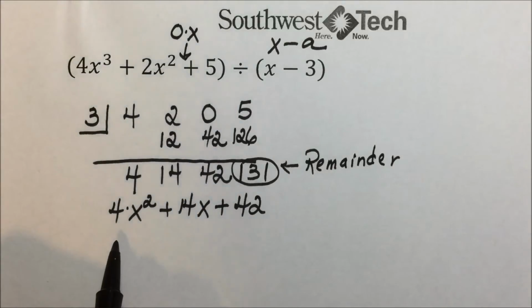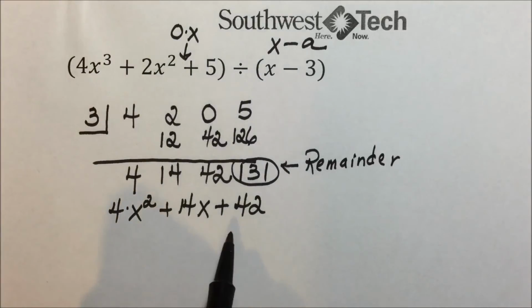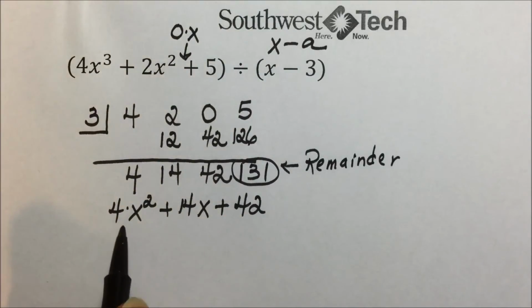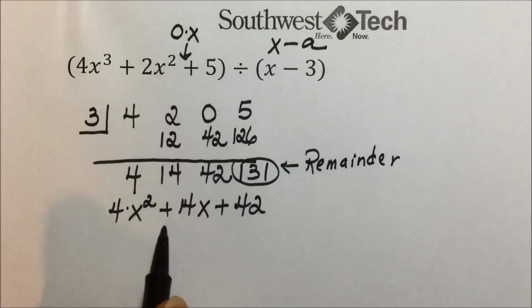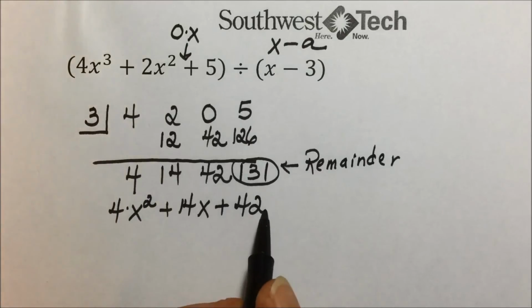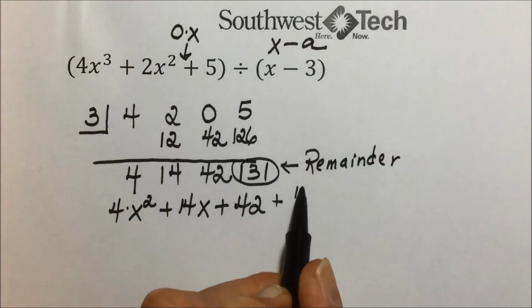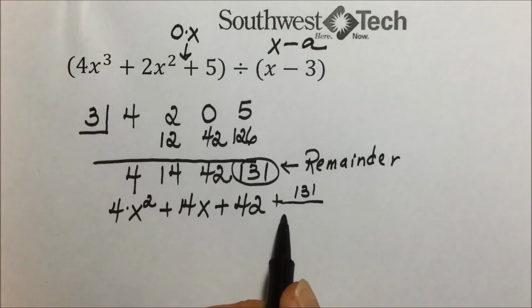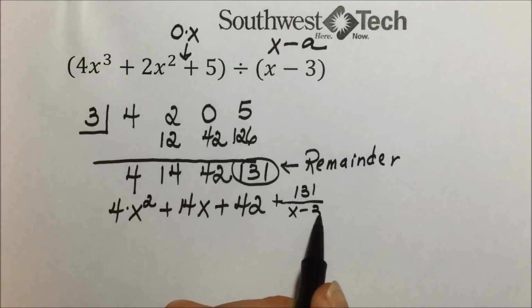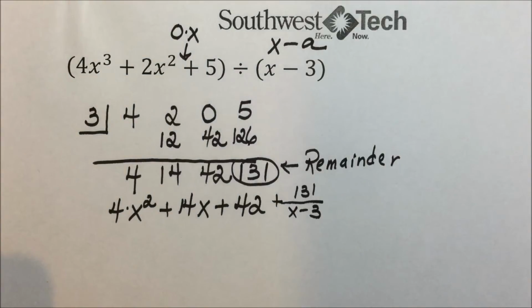And to write our quotient, or answer to the division problem, completely, the answer is 4x squared plus 14x plus 42 plus 131 over x minus 3, our remainder. This then is synthetic division, a shorthand version of long division normally used for polynomial division.